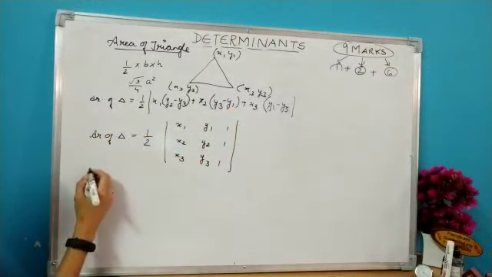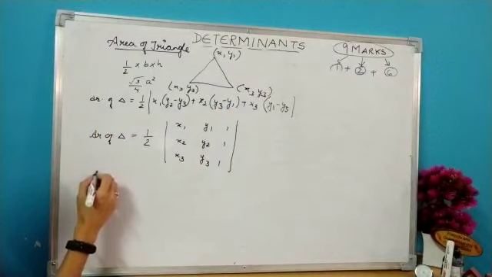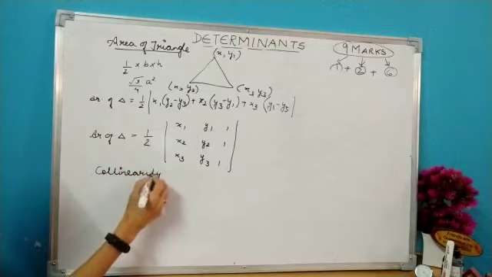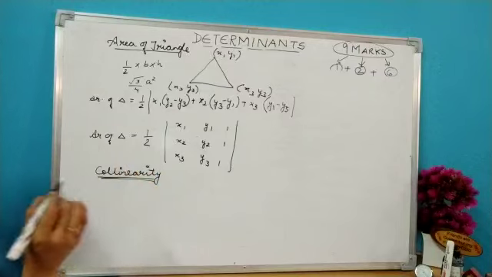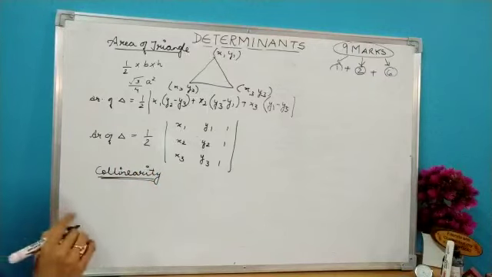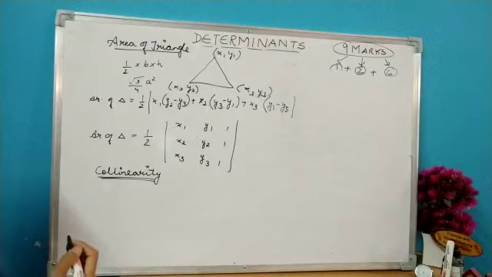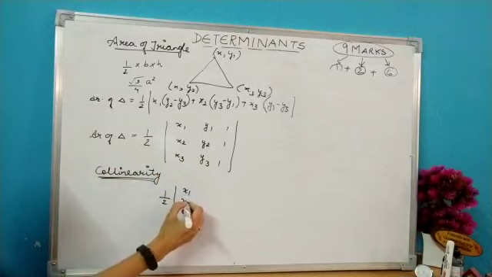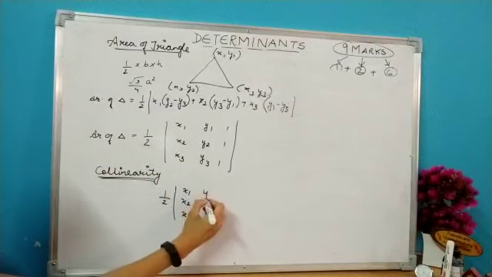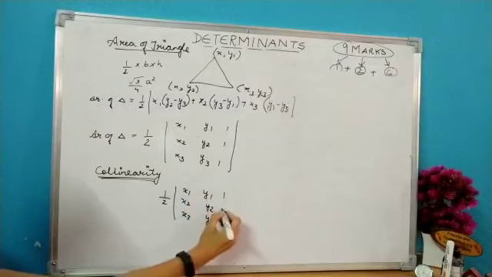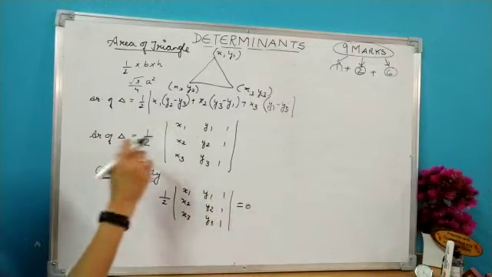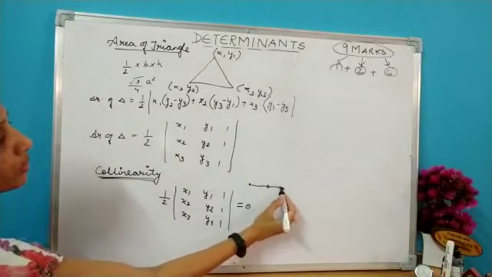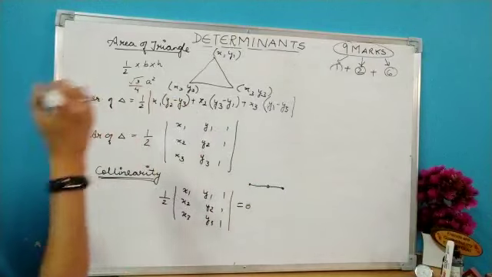Now here I can use one more thing: if you want to find out the collinearity, meaning the points lie on the same line, of 3 points, then what do you have to do? You have to simply write half, determinant of x1, x2, x3, y1, y2, y3, 1, 1, 1, equal to 0. Because if points are collinear, that means they lie on the same line, they don't form a triangle. That's why the area will be 0.